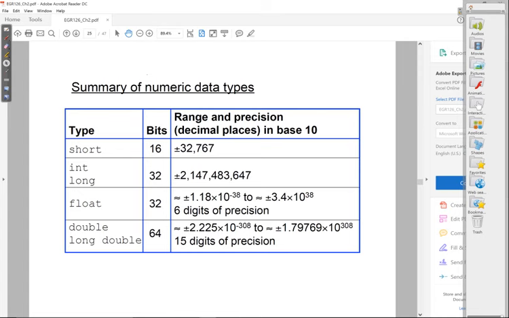Okay, so bottom line, in the programs that you write, you're going to be using integers, int, or you're going to be using double, for all the numbers that you're working with. All right, so that is it as far as numbers and variables in C++.